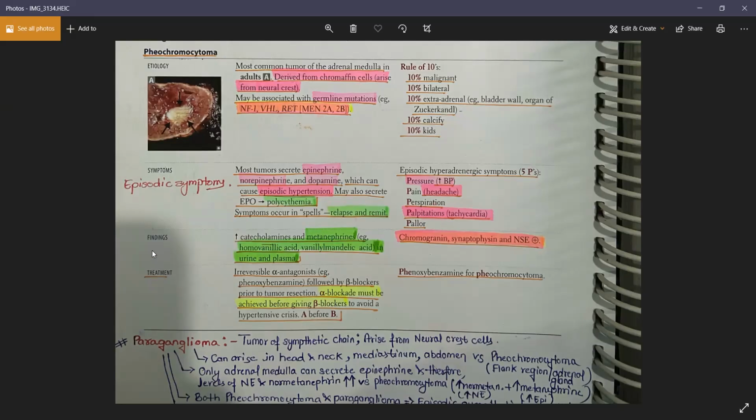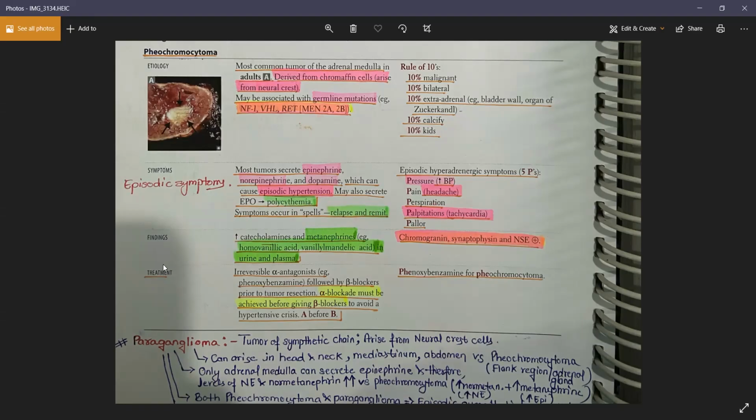Now the findings will be, of course, increased metabolites of the catecholamines, which are the metanephrines and vanillylmandelic acid, VMA, in the urine as well as in the plasma. You will also get positive neuroendocrine markers, which are chromogranin, synaptophysin, and neuron-specific enolase. These are the three most common ones, which you will see in every neuroendocrine tumor.